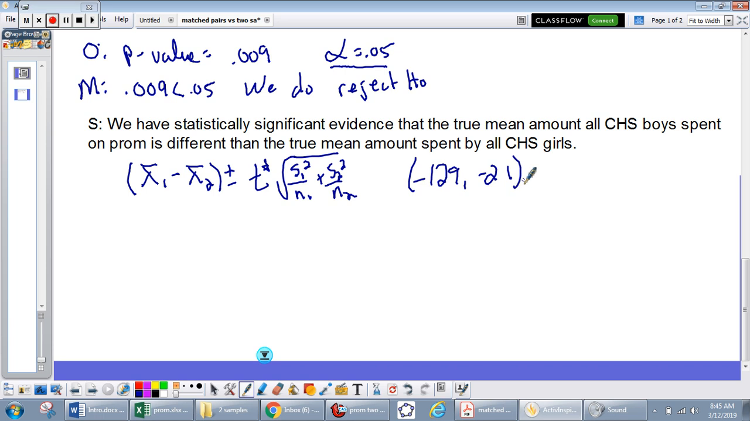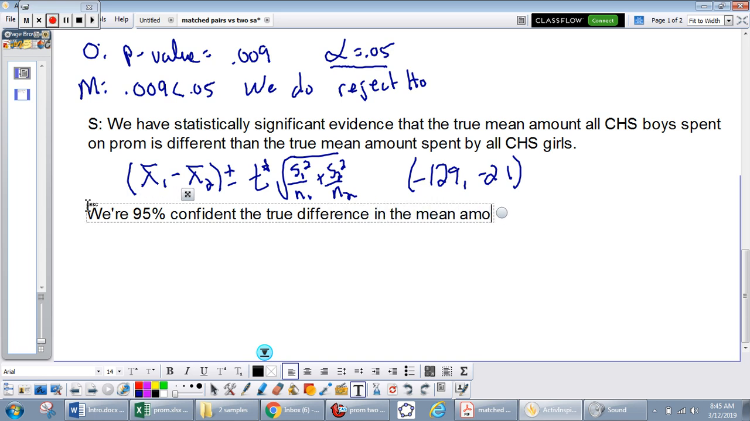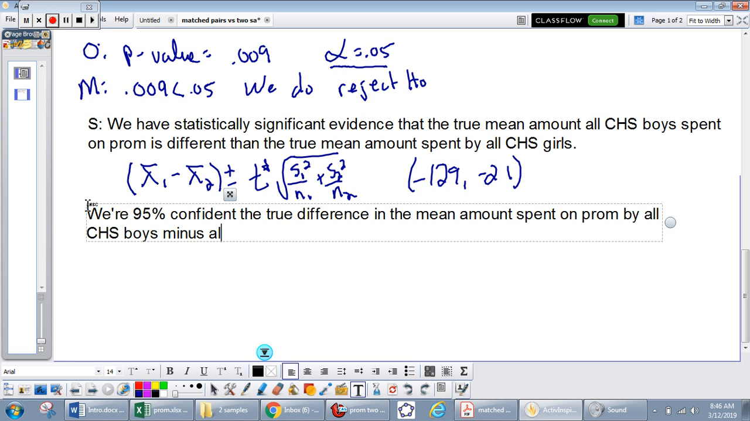Okay, so what does this tell us? This tells us that we are 95% confident the true difference in the mean amount spent on prom by all CHS boys minus all CHS girls lies in the interval negative $129 to negative $21. And we could also say that girls on average spend between $129 more and $21 more.